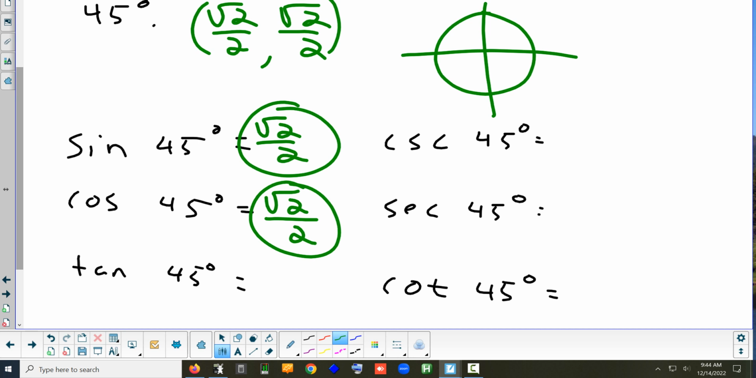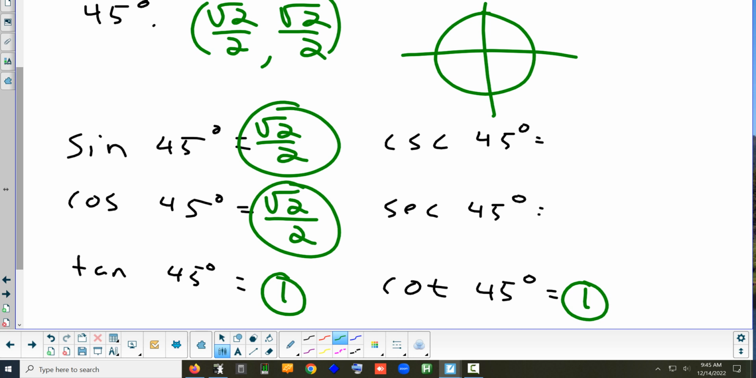And now the tangent is when you divide the y by the x. But the y and the x are the same. So what are we going to get when you do the tangent? Anthony? 1. Since we're right here, let's do the cotangent. What do you get when you flip 1? 1. That is the easy one. That's why I did it first.